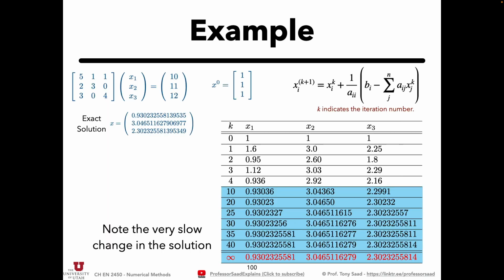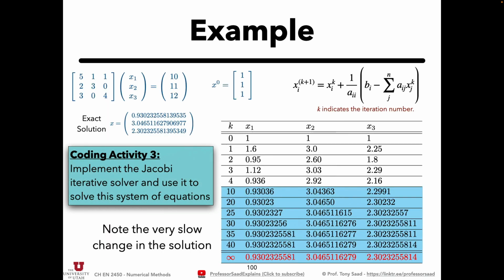So let's go ahead and do this example together in class. It's a very small system, 3 by 3, and it's given by these equations up there. We're going to start with an initial guess of 1, 1, 1, and the exact solution is this: 0.3, 3.04, and 2.30. We're going to actually implement the Jacobi method together.